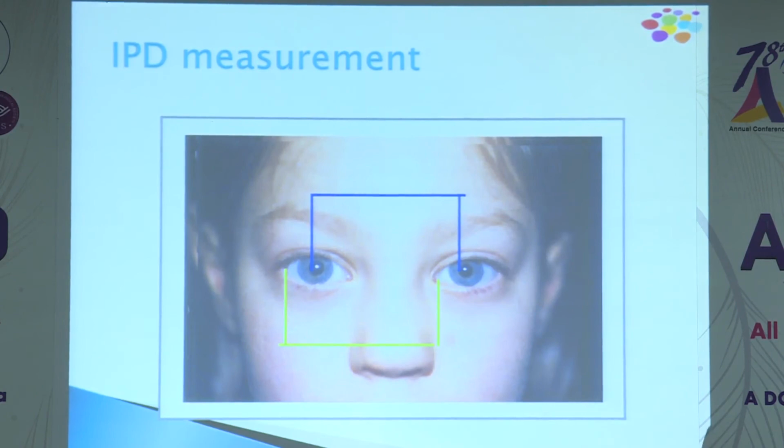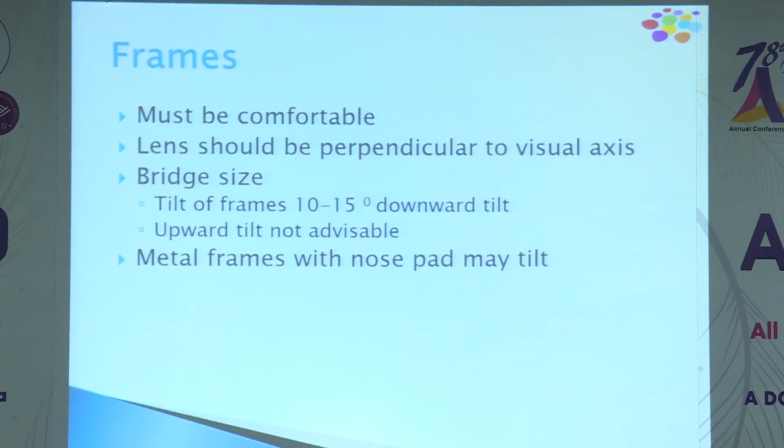There are many methods, and there are so many instruments now available. Even an auto refractometer will give you a good reading. But every time you have to remember, it is not the IPD alone. Each eye should be measured separately. And ideally, you have to put the selected frame on and measure it over that.